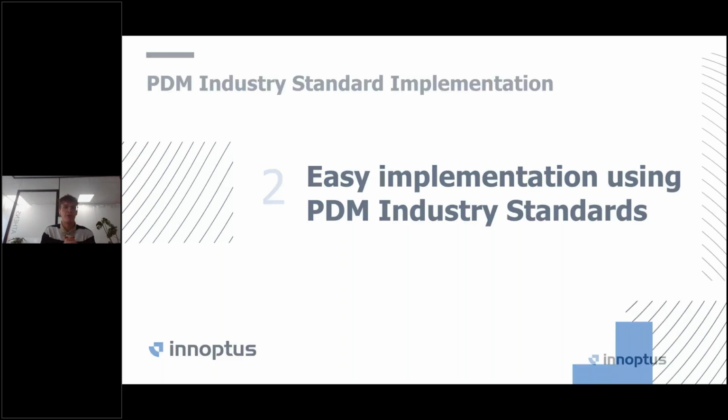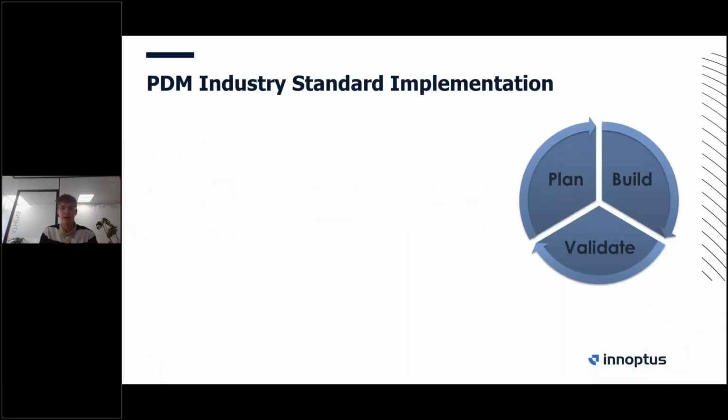But for this type of implementation, we always follow the plan, build, validate approach. What does this mean? This means that we plan or define together how the Windchill solution should look like. Inoptus then will build the solution, and of course, the customer will be the one in charge of the validation. And if the validation is good, perfect, we can prepare the deployment and the go live. If not, we replan, rebuild, revalidate, and we follow this approach. We don't start from scratch.